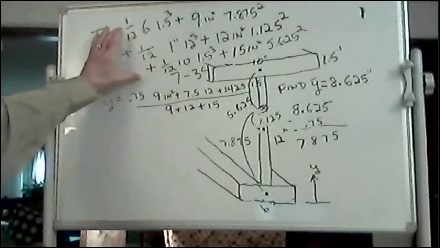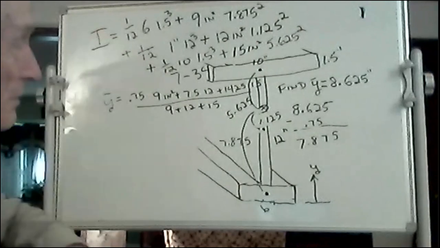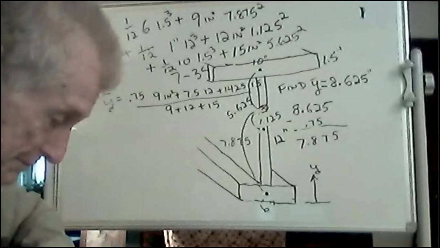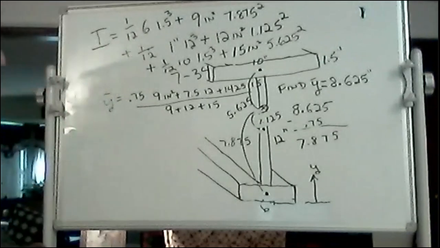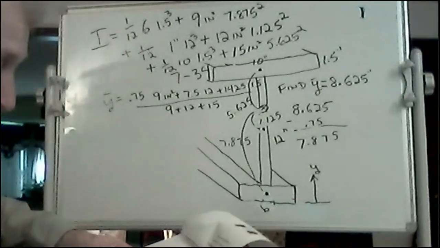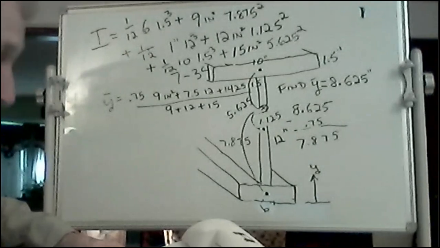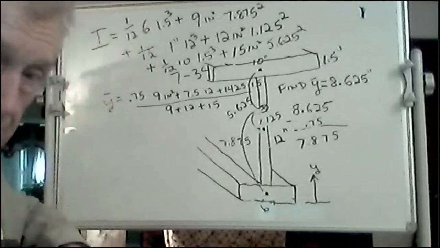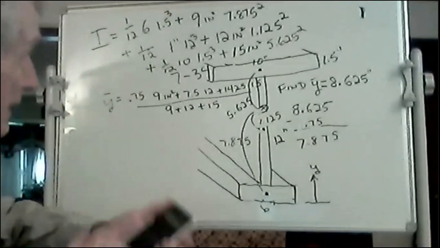Well, it may be ugly, but that's it. That's going to give us our moment of inertia. And let me do that. I wonder if that's what I have scribbled down here. Let me double check. Yeah, I think that's what I have down here. Okay, I'm going to do it now. I'm going to get the moment of inertia of this thing. We got to have it.